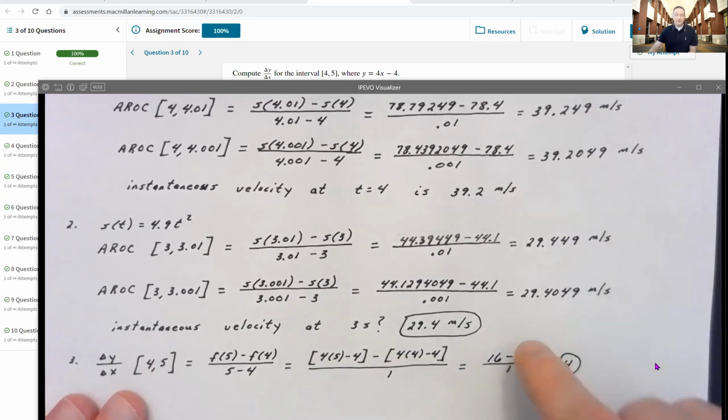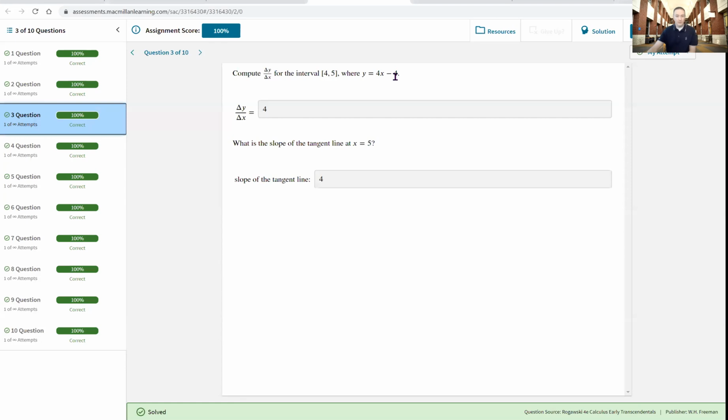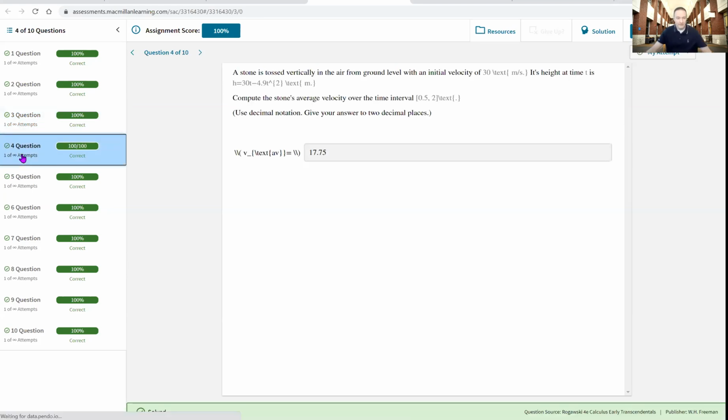Did we have to do any of that work to know that? Of course not. You automatically know, well, John, it's just asking for the slope. The slope is just the coefficient of x, so you get your 4. And then it's saying, what is the slope of the tangent line at x equals 5? Well, the slope of the tangent line to any line is always the exact same slope as that line. So you just look back up and say, 4. That problem was not very good.